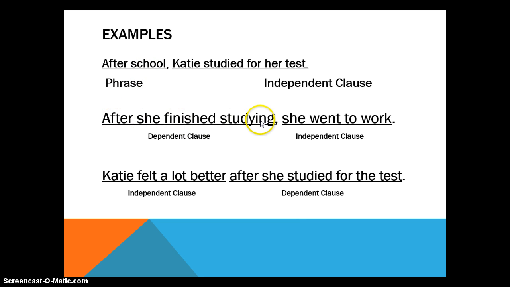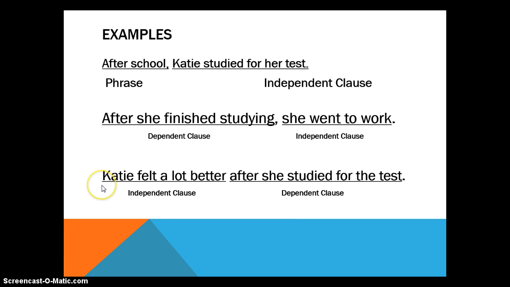After she finished studying, she went to work. She went to work is an independent clause because it can stand alone. She is the subject. Went to work is the predicate. It's a complete sentence. However, after she finished studying does not make sense by itself. If I just say, after she finished studying, you'd be like, what? What are you talking about? It's dependent on the independent clause to make sense. If I combine this with this, then it makes sense. After she finished studying, what? She went to work. Oh, okay, I get it.